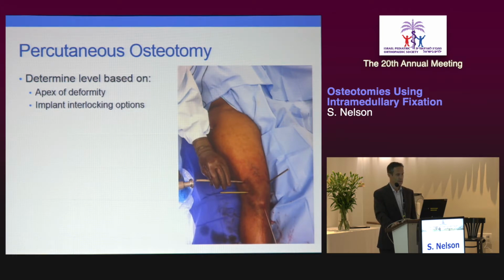It's done usually as close to the apex of the deformity as possible, but you have to look at your implant locking options to make sure that you're proximal enough to the interlock screws to provide good stability in the distal femur. Most intramedullary nails have about 2 inches or 5 centimeters of space that they need to provide good, stable distal interlocking.